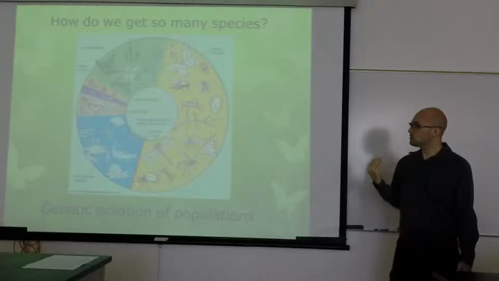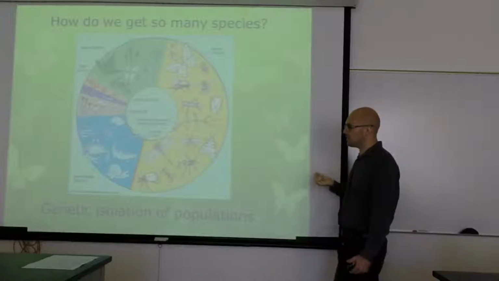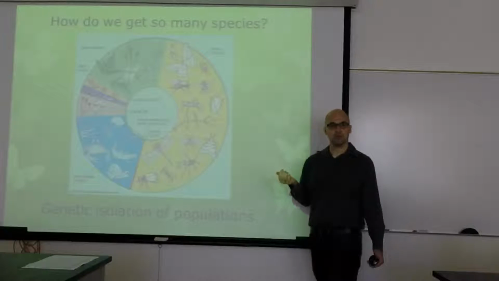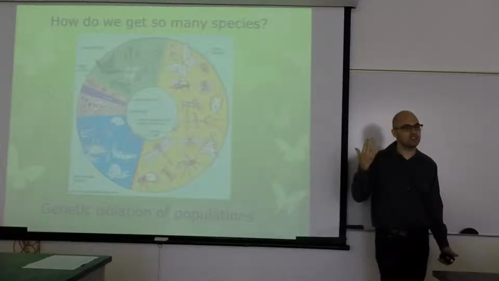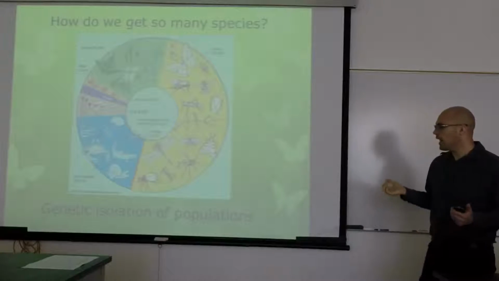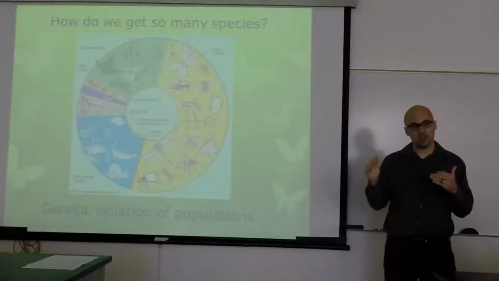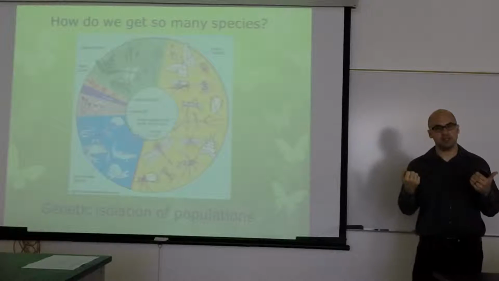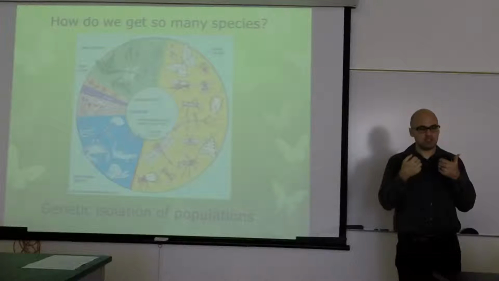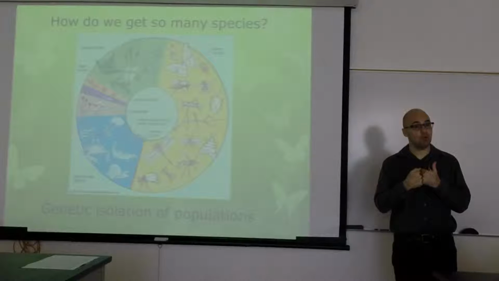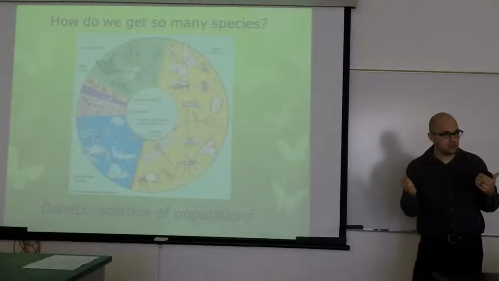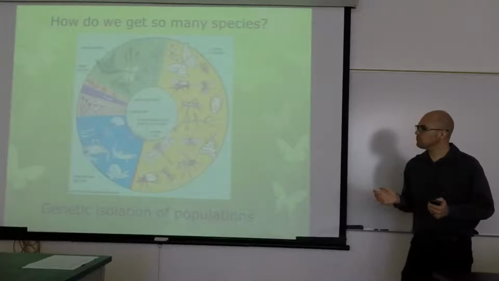Going to talk about species. So how do we get so many species? Right? There's thousands, hundreds of thousands of species. And so what has to happen is there has to be genetic isolation of populations. So two populations have to be genetically separate, meaning they're not interbreeding with each other anymore. There's no gene flow in between those two populations.